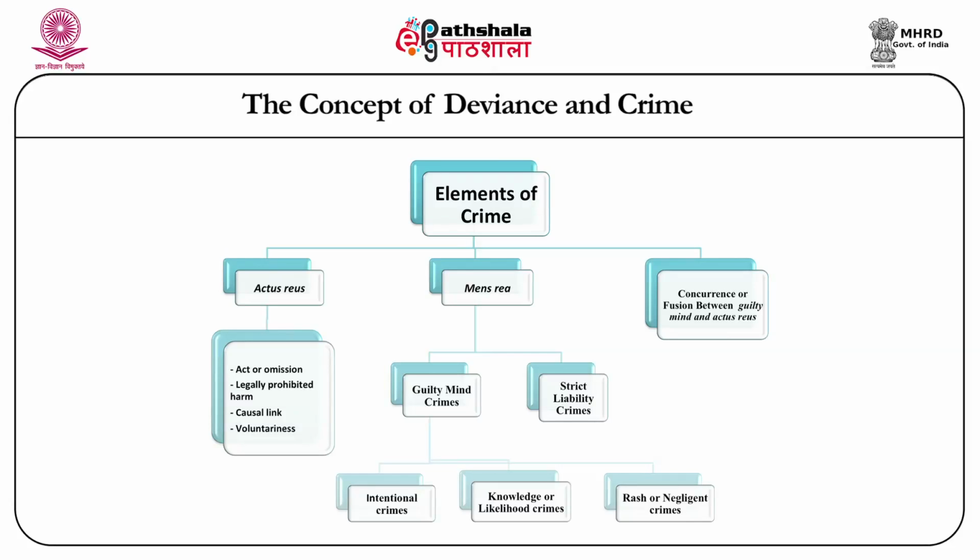The mens rea element can be divided into two parts: the guilty mind crimes and strict liability crimes. There are certain crimes in which the guilty mind component need not be shown to be present. Now, in case of guilty mind crimes, the crimes can have one of three forms. It may be an intentional crime, it may be a crime that requires knowledge or likelihood of harm, and it can be a rash or negligent crime. All these are three forms of guilty mind which the law recognizes.